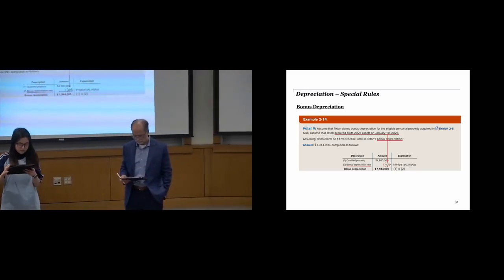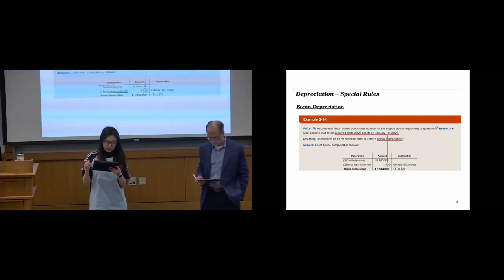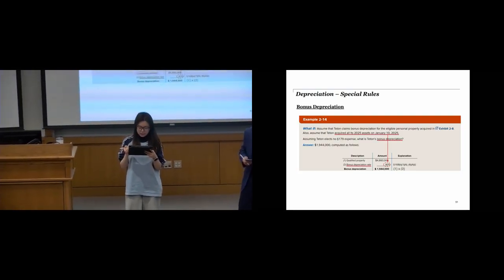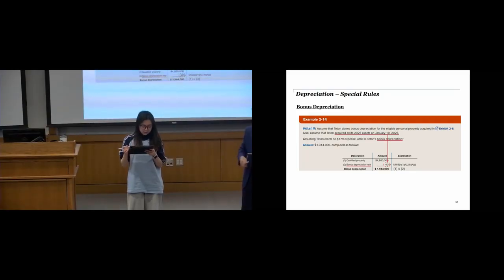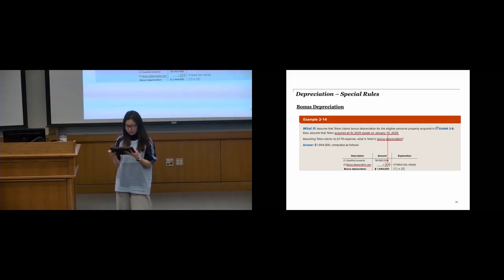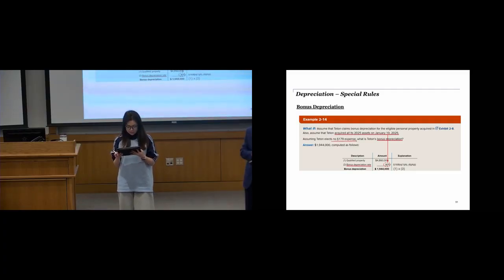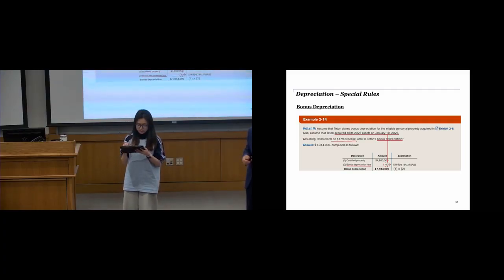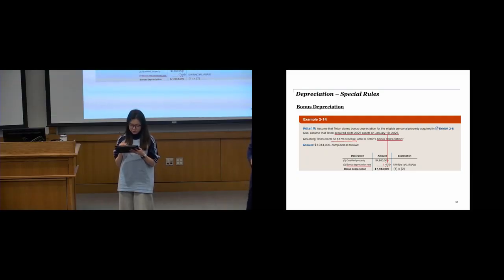In this example, for R, we are calculating the bonus depreciation for Newton's asset. First, we will look at the total cost basis, which is $4.86 million. The problem tells us that Newton is not using the Section 179 expense, so we go directly to calculating the bonus depreciation.